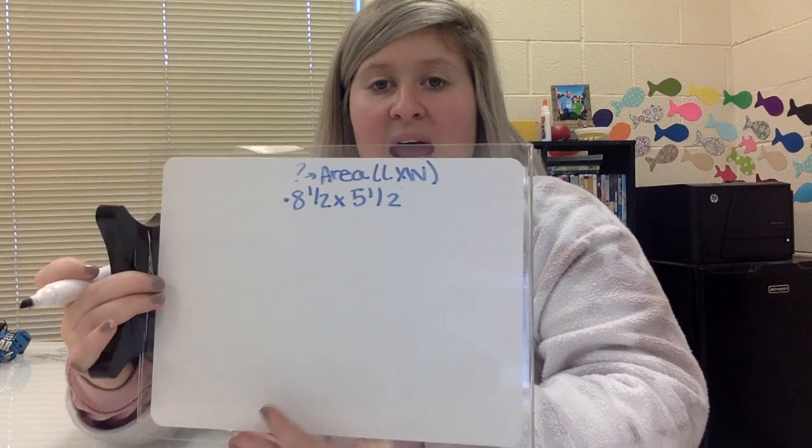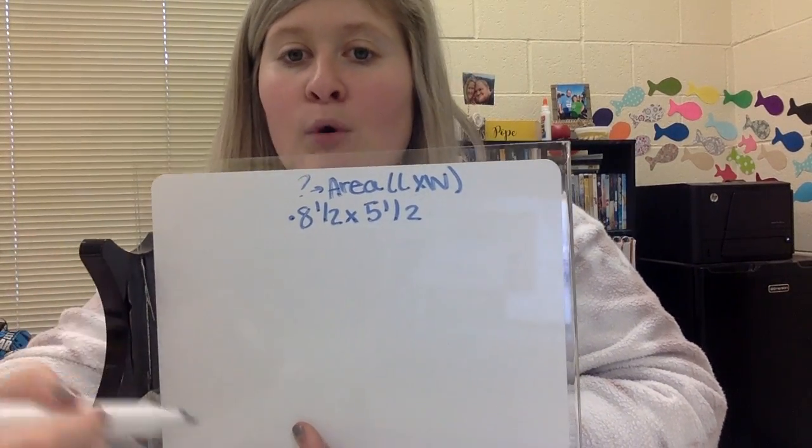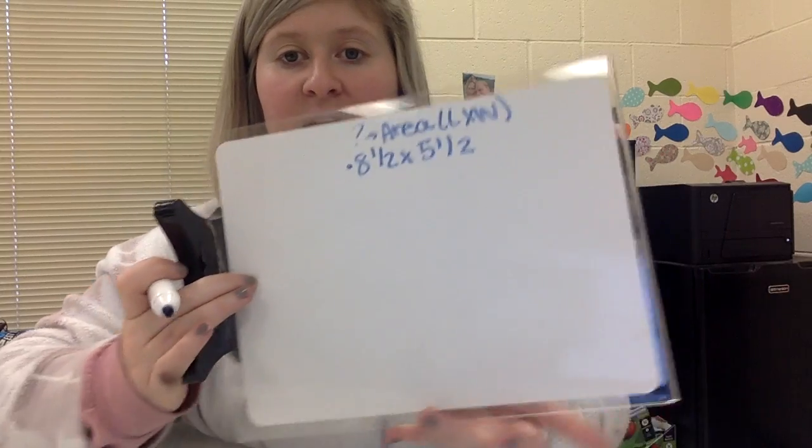So we're trying to find the area, so my question mark should say area, and you should know what area is from 4th grade. Area is length times width. So I went ahead and wrote that down. I know that one of them is 8.5 and the other one is 5.5. So I've written 8.5 times 5.5 and that I'm trying to find the area, so I know how to set this up. Now we're going to draw our box, doing our box method like normal.